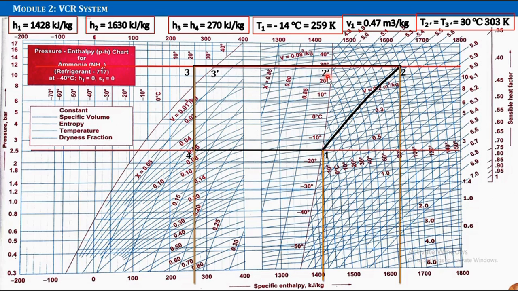Along with that, we have to find the temperature of 2 dash, which is nothing but the temperature of 3 dash, because in the saturation dome the temperature along a horizontal line remains the same. So that is equal to 30 degrees Celsius. If you see here, this is the 30 degrees Celsius line. So this is T2 dash, T3 dash, and it is equal to 30 degrees Celsius. If I convert that into Kelvin, it is equal to 303 Kelvin. Okay. So now we have all the values that we have taken from the chart, and let us now proceed with the solution.